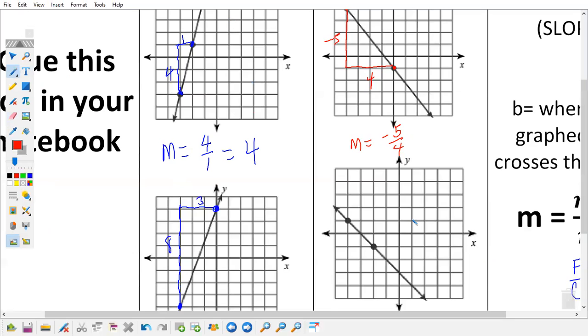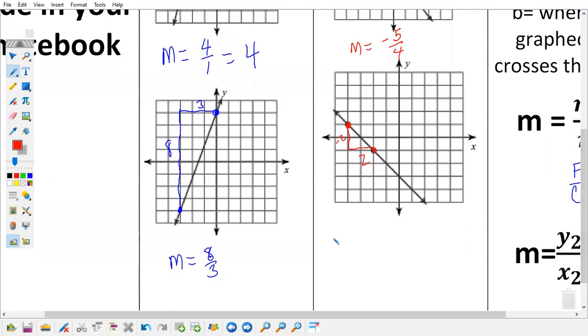Let's talk about it. So this time the points were given to you. And again, I'm going to fall 1, 2. And since I fell, that's a negative. I'm going to the right 2. So my slope here is -2 over 2, which equals -1. Okay. All right. Okay.